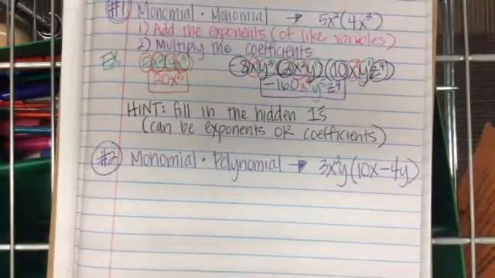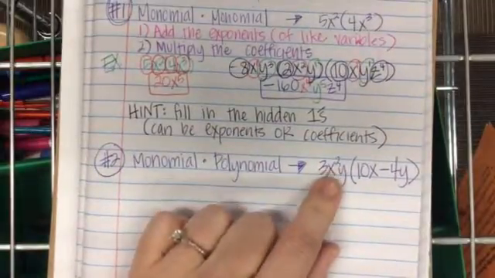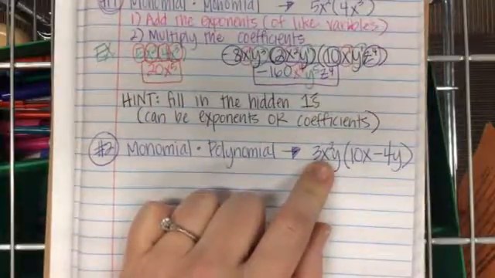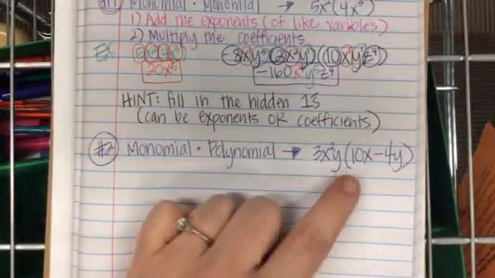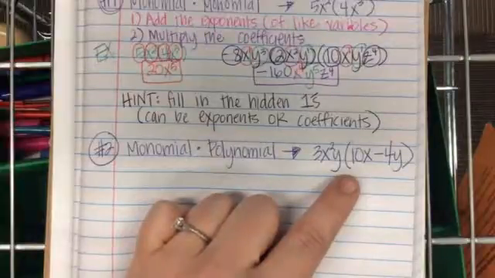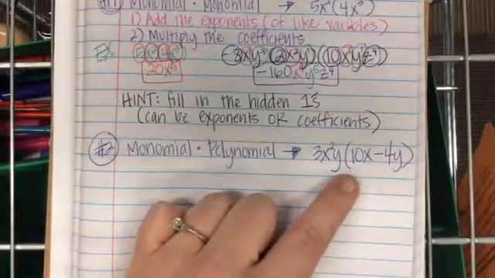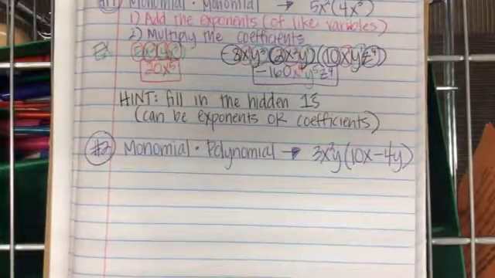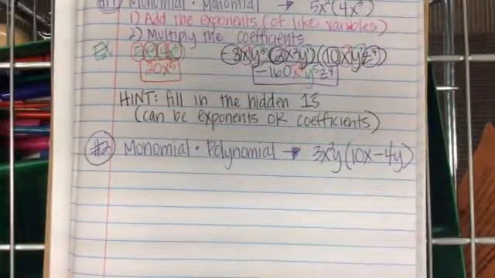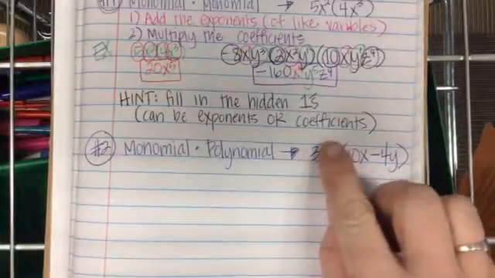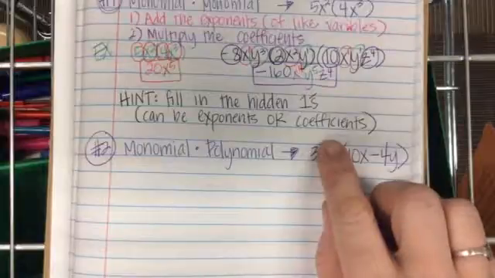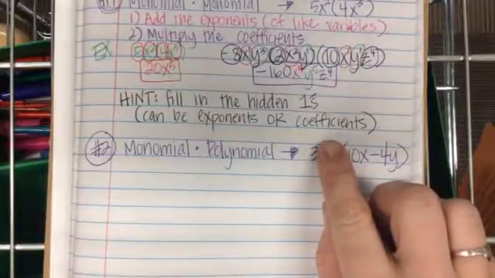I have a monomial as my first, 3x squared y, and it's multiplied this time by a binomial, but it's a polynomial, it has more than one term. So this one's a little bit different. Now here's my question. What if this monomial up front, instead of 3x squared y, just said 3? What would you do?